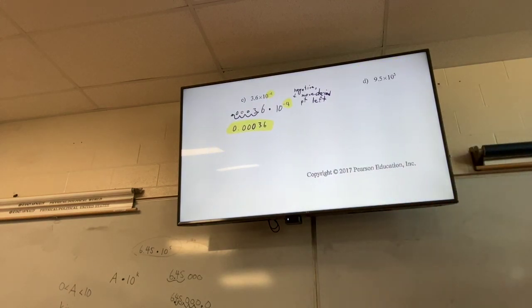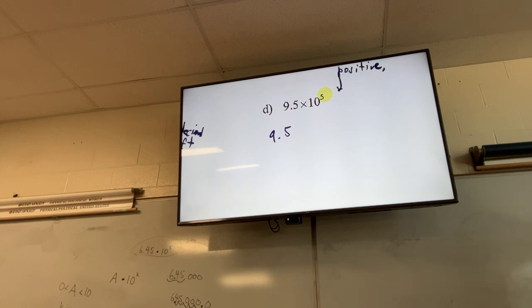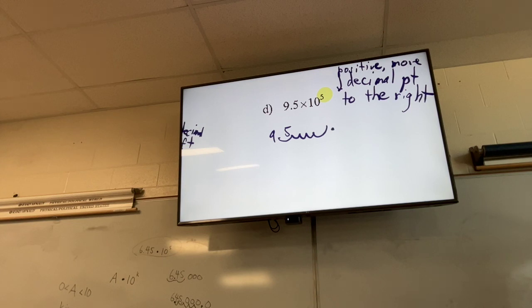And then D, Ava, what would I do for D? Move the decimal to the right side. Yeah, so now my exponent's positive, so I move the decimal point to the right. Okay. So I do 1, 2, 3, 4, 5. My decimal point is now right here. Anywhere there's an empty space, I put a 0. So that's 950,000.